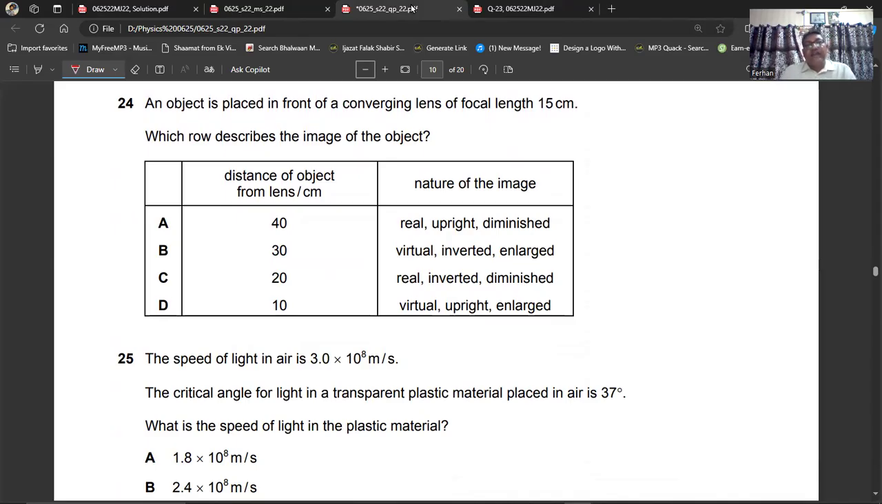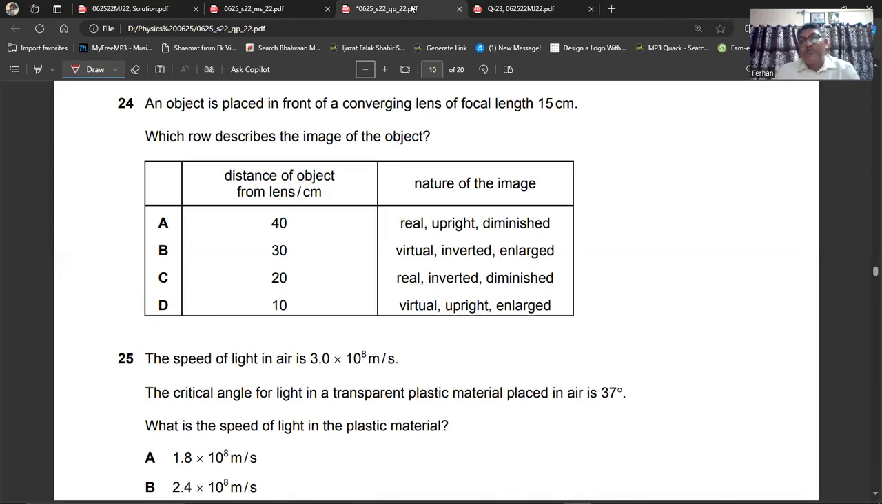If you keep the distance of the object more than 15 centimeter from the lens, a real image will be formed. And if the distance of the object from the converging lens is less than 15 centimeter, then it will be acting like a magnifying glass. Then a virtual, upright, and magnified, or you can say enlarged image will be visible.